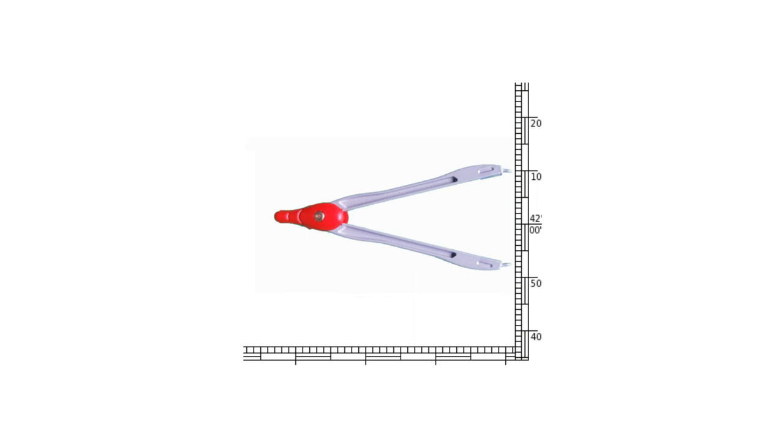If you want to measure a distance at the top of the chart, use the latitude scale at the top of the chart. And if you want to measure a distance at the middle of the chart, then use the latitude scale at the middle of the chart.